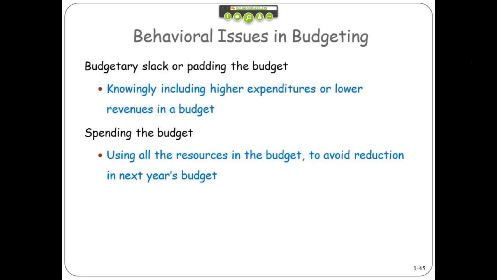Otherwise, senior management's going to say, look at that. We budgeted them $1 million. They only spent $900,000. Let's only give them $850,000 next year, right? So you're going to spend everything you can so you get back up to that $1 million, so they give you $950,000 for the next year. It's called spending the budget.